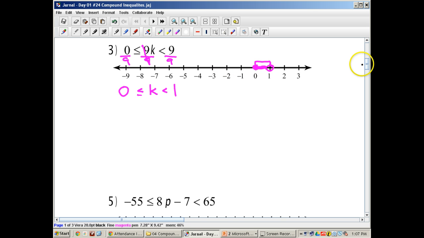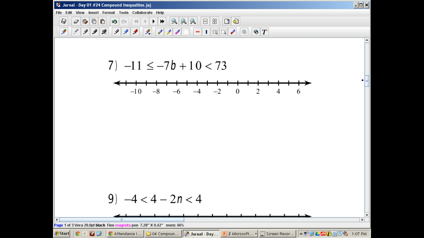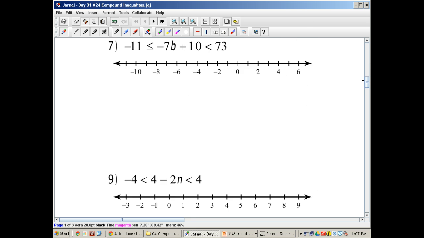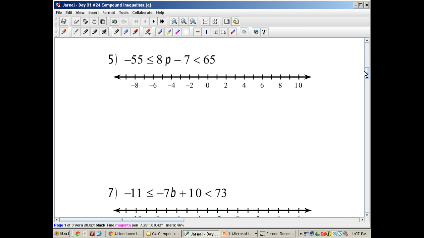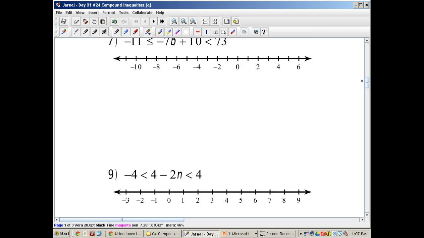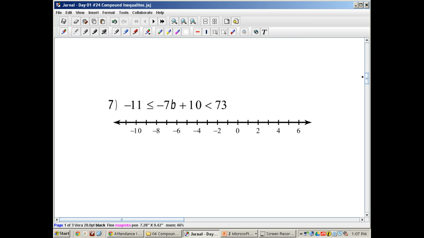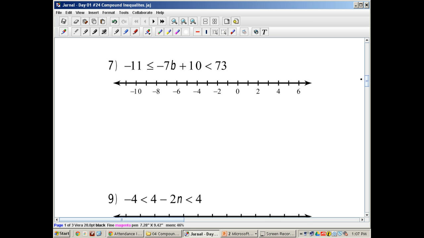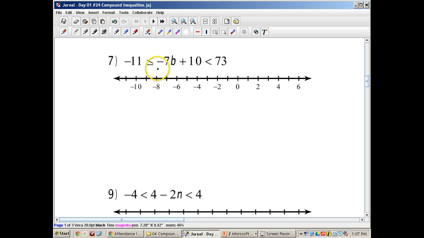All right, any more on this left column on the front side? 5, 7, or 9? 7. Be careful with your values, right? Subtract.